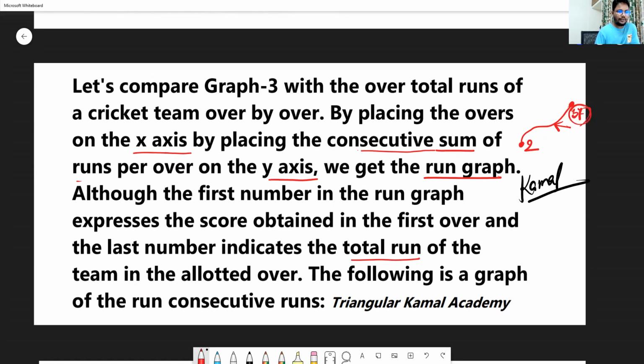The following is the graph of the consecutive runs. I think that is okay.